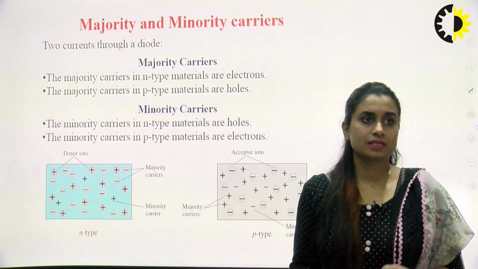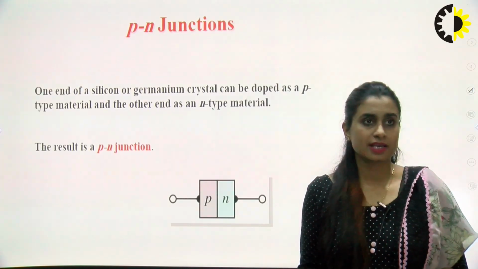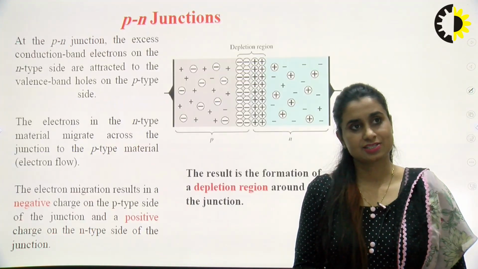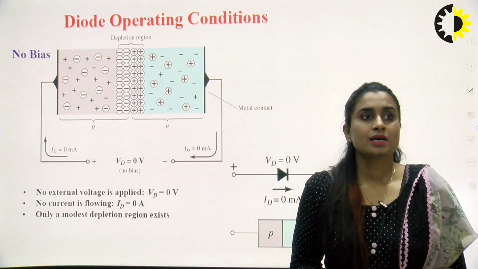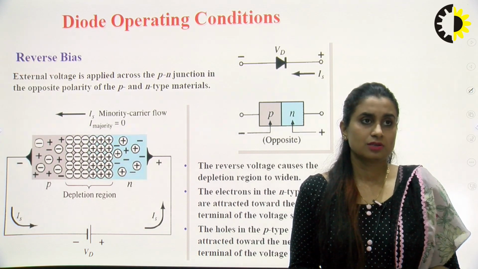Further, the topics include majority and minority carriers, PN junction diodes and their working, which we will be covering in the next lecture. The operating conditions of the diode is also what we have to cover.